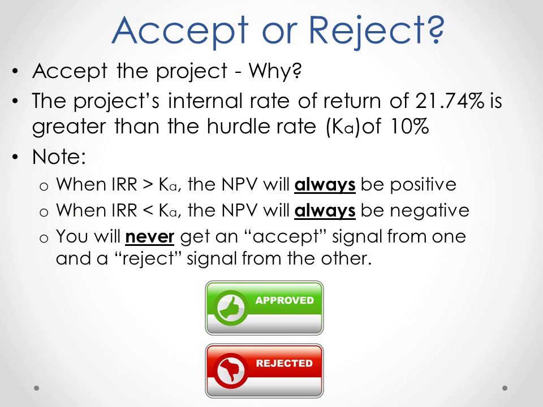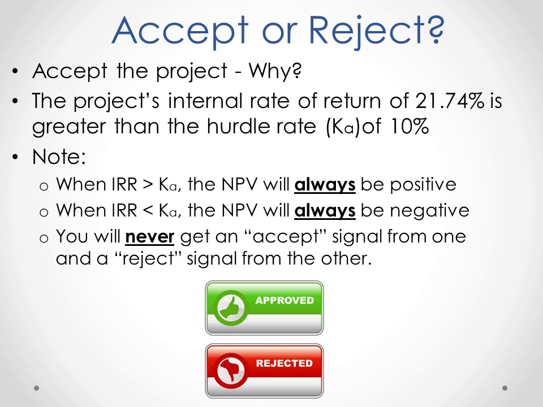Now, if we only use internal rate of return, you've never heard of the net present value, you've never heard of profitability index, the only thing that you know how to calculate in your life is the IRR. Should you accept or reject this project based upon the IRR? Well, obviously you would accept it because your rate of return is 21.74% and the money is costing you 10%. Now, a couple of things to note.